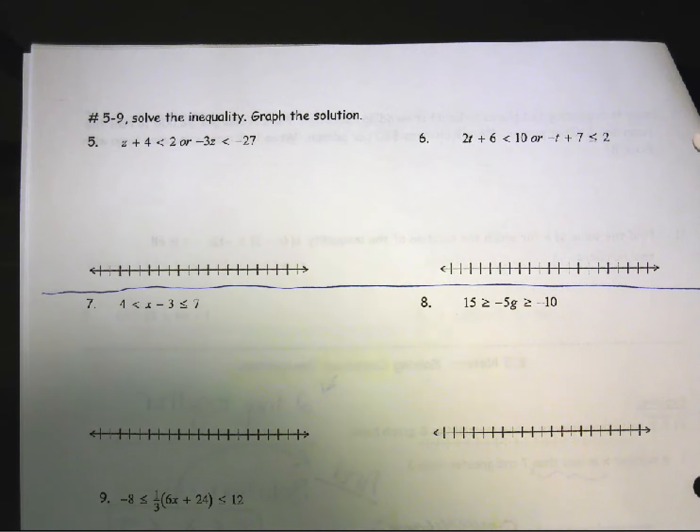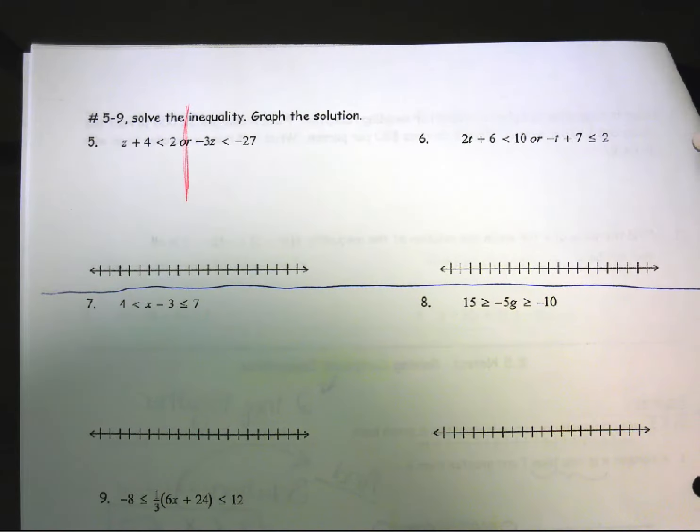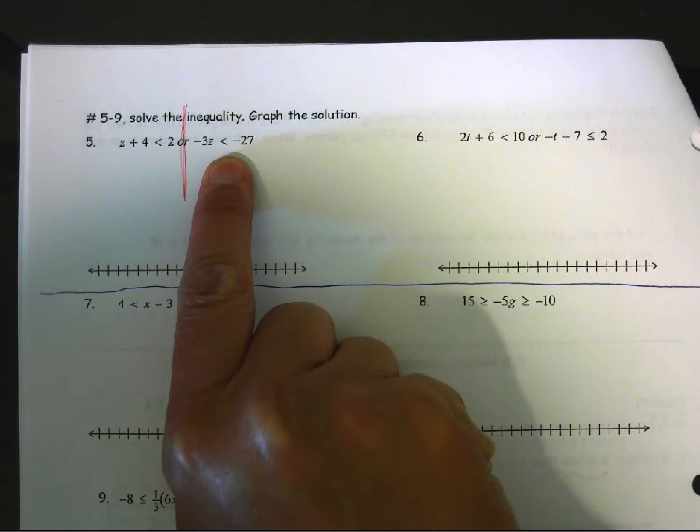So on number 5, if you notice how this is an or, really what you're going to do is simply act like this is 2 completely separate problems, because if you notice, they are separate. They really don't have anything in common.